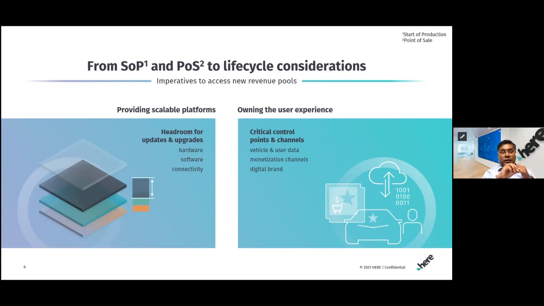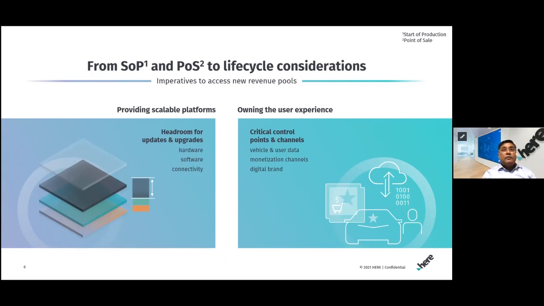For example, in the automobile industry, planning typically happens before SOP, which means start of production, and it ends with SOP. The monetization focus starts with point of sale, POS. But with the connectivity opportunity, it is important for the automobile to provide a scalable platform that has headroom for updates and upgrades, very similar to your mobile and your computers today. There has to be headroom for updates and upgrades for your hardware, for your software, for your connectivity. So there is a shift that is happening.